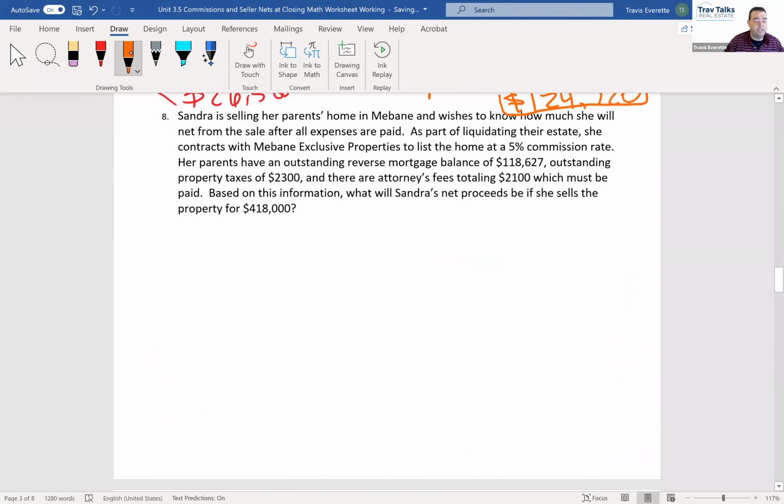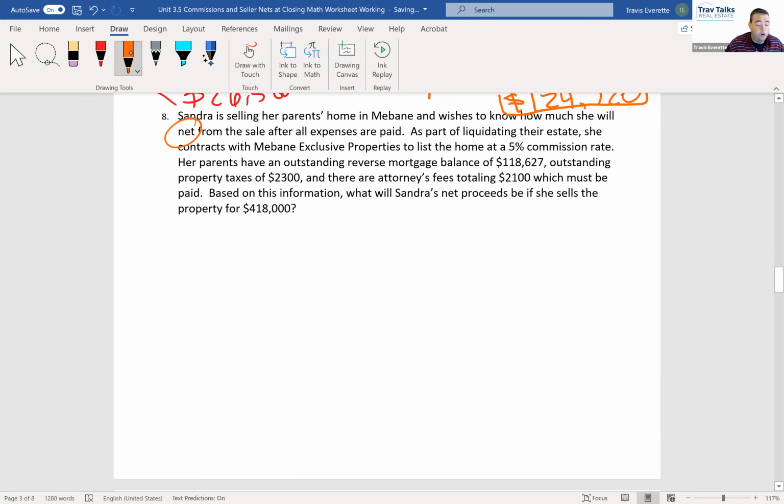Number 8 says Sandra is selling her parents' home in Mebane and wishes to know how much she will net from the sale after all expenses are paid. So again, she wants to know that net after expenses are paid. As part of liquidating their estate, she contracts with Mebane Exclusive Properties to list the home at a 5% commission rate.